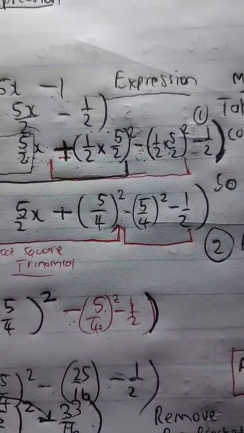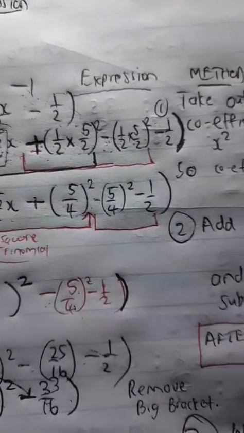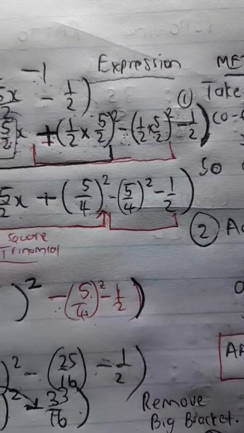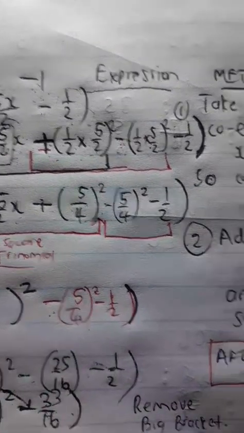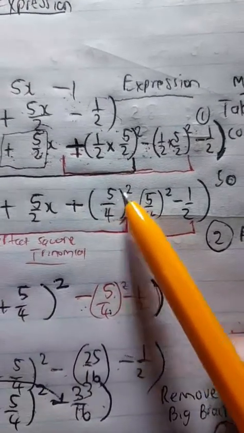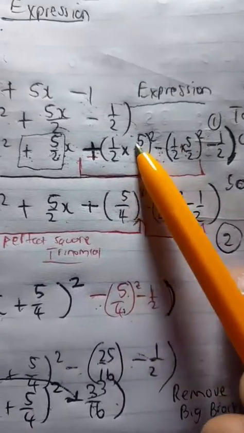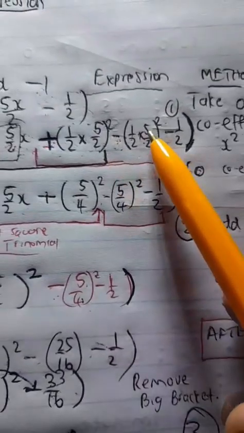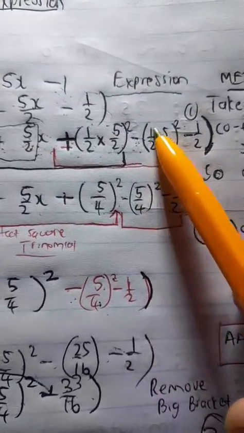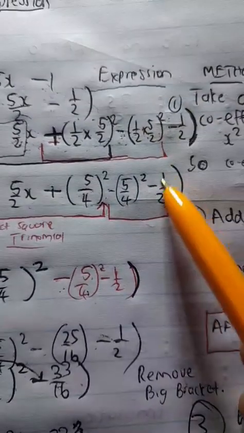So far, so good. These are the important steps that Gift was saying I need to emphasize. Okay, so we work out what is in the square brackets without removing the square. So 5 over 4 is the answer we get inside this square bracket. 5 over 4 is what we get for this square bracket. Okay, and it's followed by minus half.